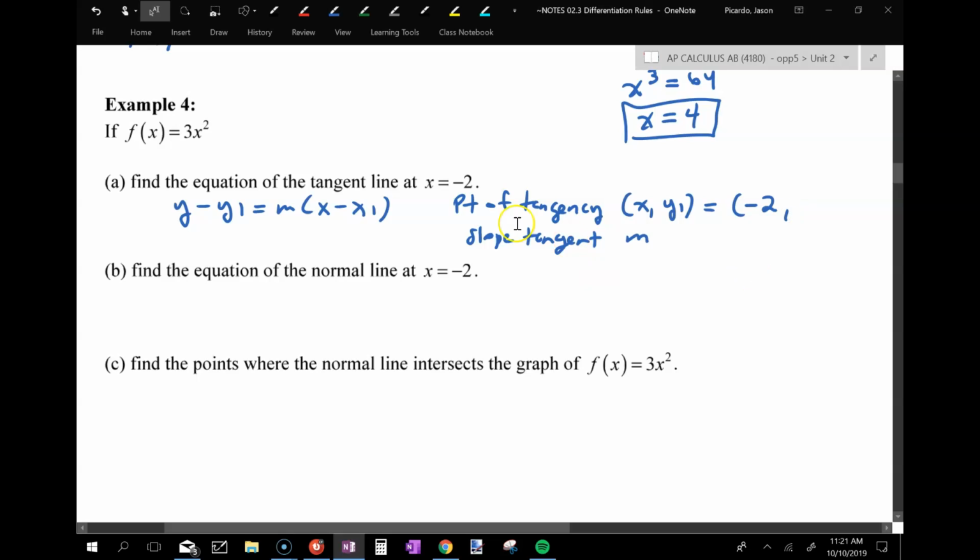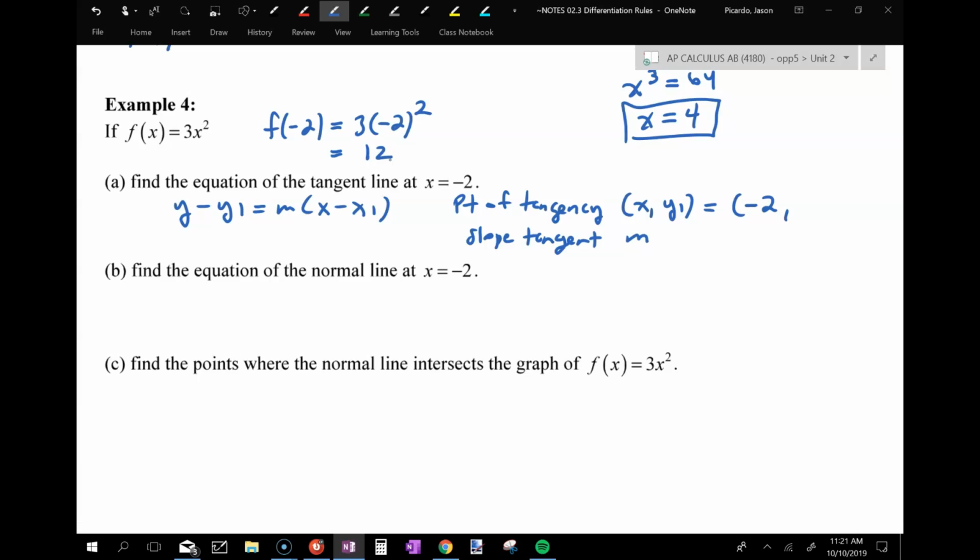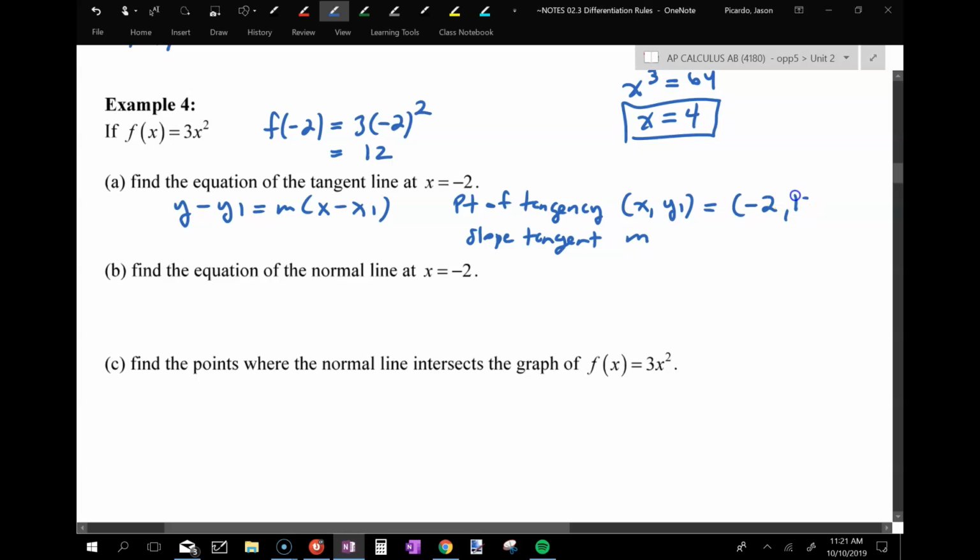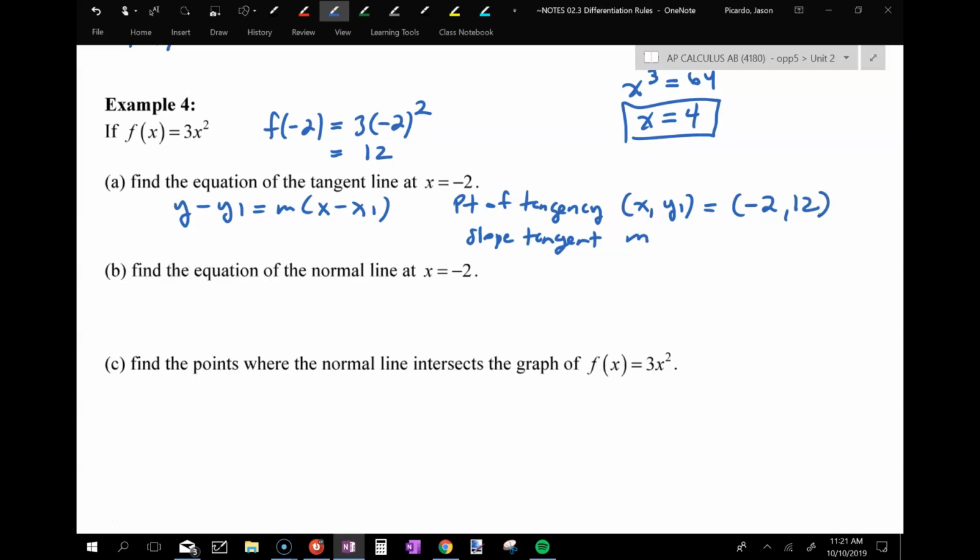All right, so if I want to figure out where I'm at, I'm going to plug -2 in. So f of -2 is this, or 12, right? So there's a point on this curve at (-2, 12). So there's my x1, y1. What do I want to know now? I want to know the slope of my tangent, right? Well, how am I going to find the slope of the tangent? Take the derivative and plug in the value of x that I'm interested in, right?